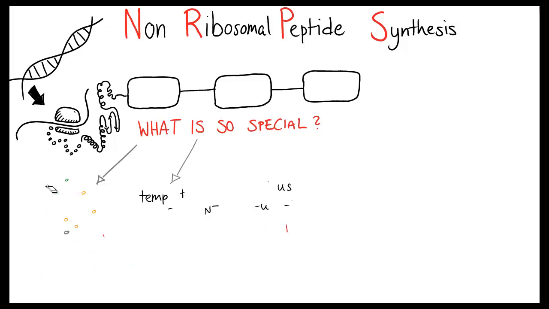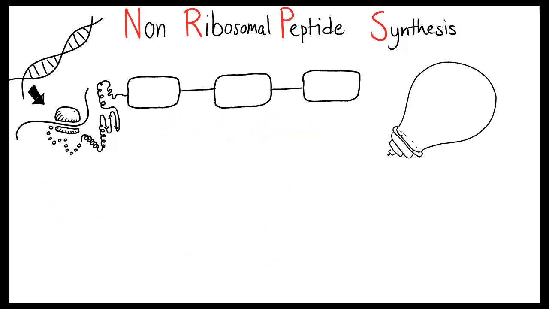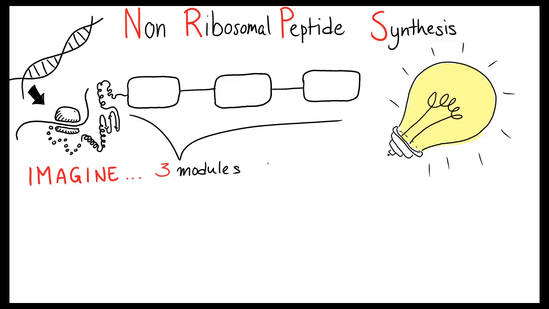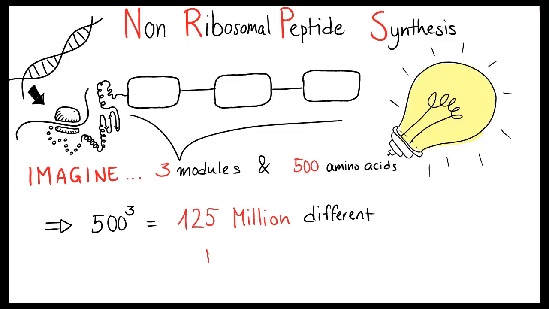Seeing all those special things about NRPS, we had an idea. Imagine, with 3 modules and more than 500 different amino acids, there are 500 to the power of 3 possibilities to combine modules. Or to give you an exact number, more than 125 million different non-ribosomal peptides to be created by fusing only 3 modules.